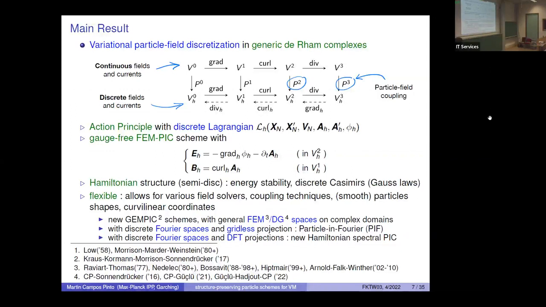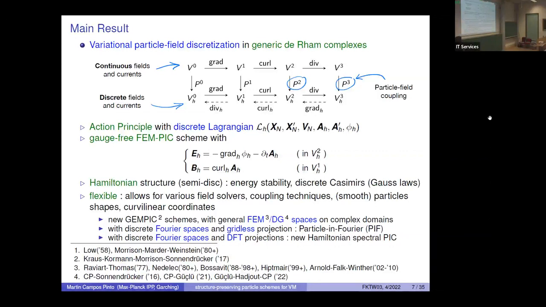And these arrows that go from the continuous spaces to the discrete ones, they are projection operators. Actually, they don't need to be projection operators. They could in general be approximation operators. And their fundamental property is that they commute with the differential operators. Here I highlighted these two operators, P2 and P3, because they will be involved with the particle field coupling.